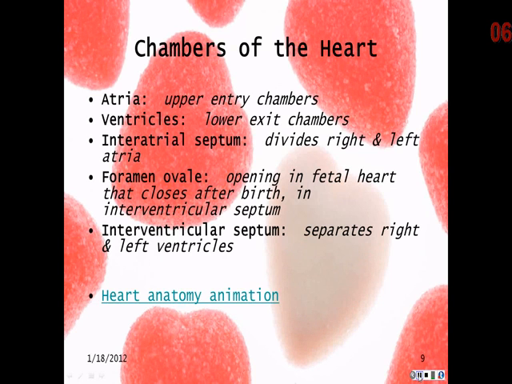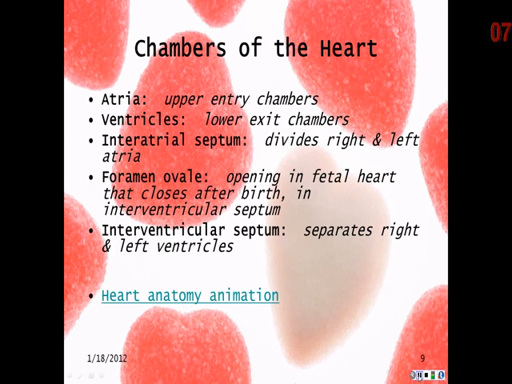The upper entry chambers are the atria. Blood enters the right atria from the body and is deoxygenated. Blood enters the left atria from the lungs and carries oxygen. The ventricles are the lower exit chambers. The right ventricle pushes deoxygenated blood to the lungs, and the left ventricle pushes oxygenated blood to the body.